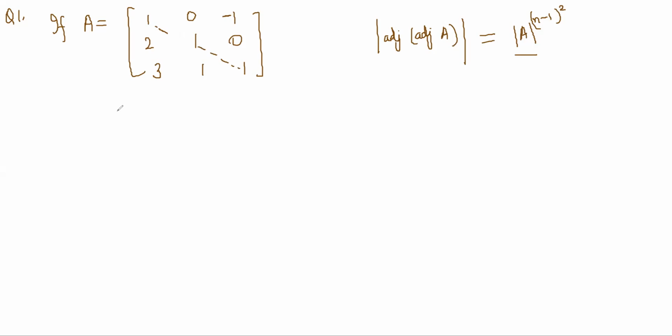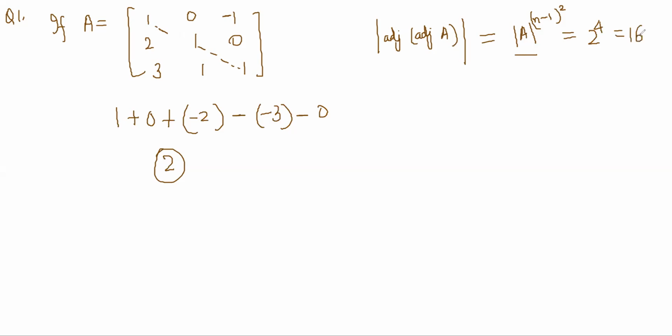So 1 plus 0 plus minus 2, minus 2, minus minus 3, minus 0 and 0. So this becomes 1 minus 2 plus 3, so 4 minus 2, 2. So 2 is coming, 2 to the power 3 cross 4. That is the answer.